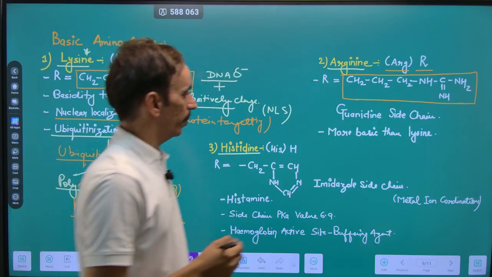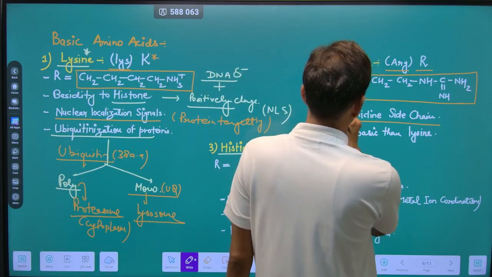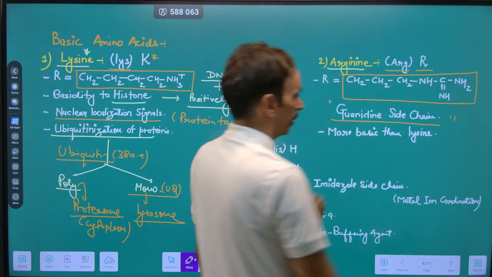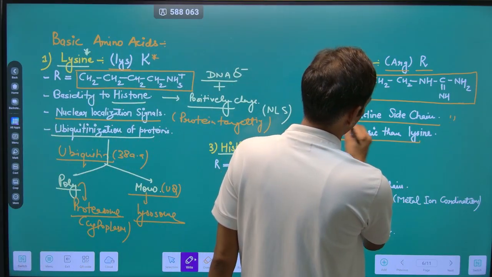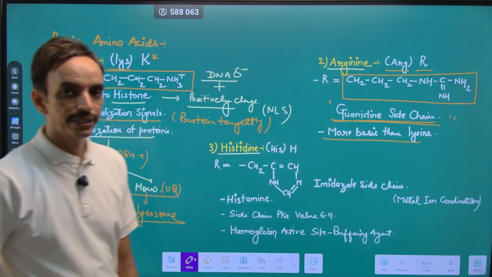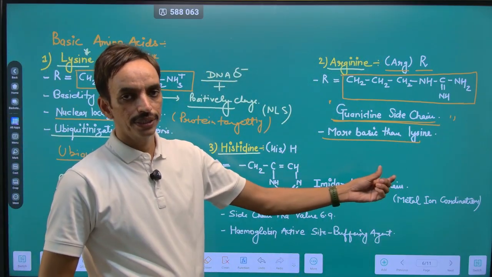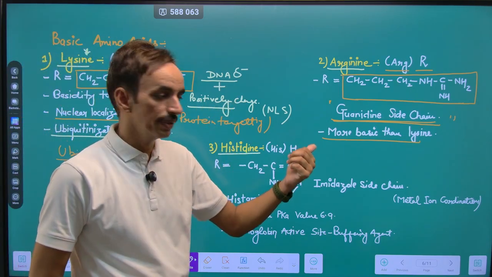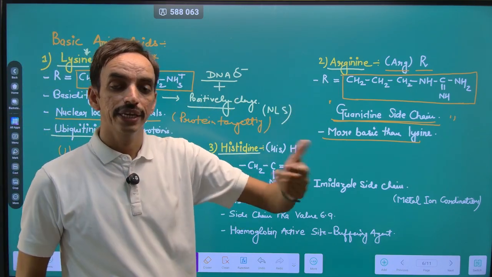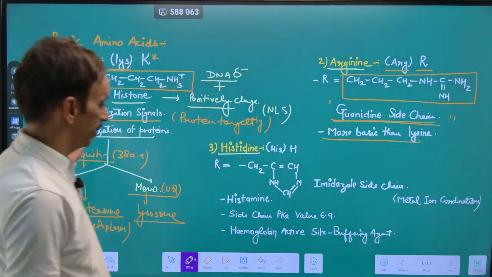It is a guanidine side chain, and it is more basic than lysine. So one thing you have to remember is that it has the guanidine side chain and it is more basic. It provides basicity to the histone. It is found in the NLS, and it is more basic as compared to lysine.